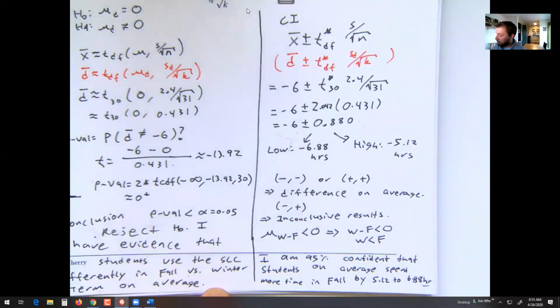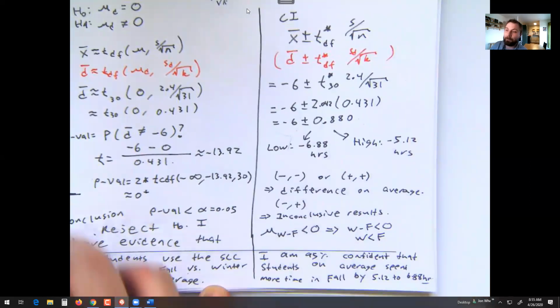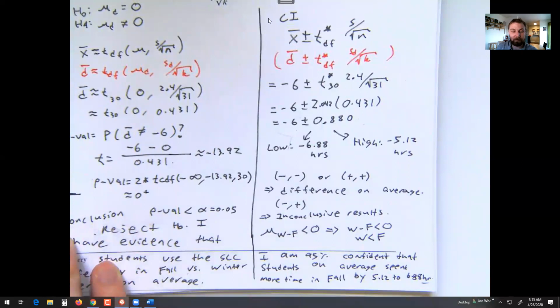So not only do I have evidence of a difference, the confidence interval is way more descriptive. It tells me what that difference is. I am 95% confident that on average, students spend more time in fall term than winter term, anywhere from 5.12 to 6.88. That's a substantial difference between those groups. That's why I'm seeing me reject this null hypothesis and having this t-score of negative 13. That's ridiculously large. That's off the table, kind of rare. That gave me a p-value of 0 plus.